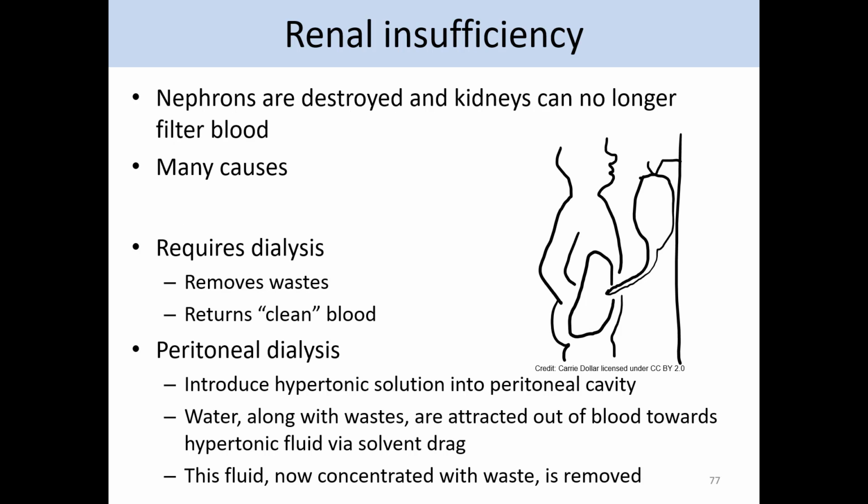Renal insufficiency is what happens when our nephrons are destroyed and our kidneys can no longer filter blood. And this can be caused by a lot of different things. It can be caused by drugs, it can be caused by diseases such as sickle cell anemia, it can be caused by damage to the kidneys. Many different things can result in this.